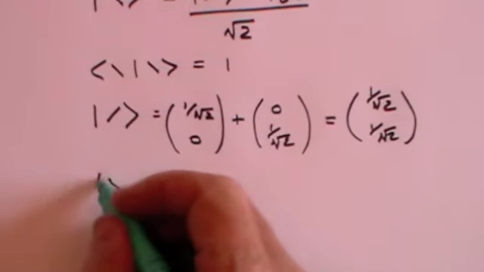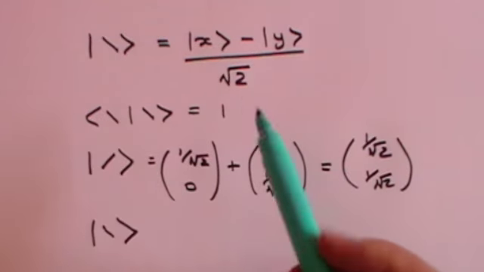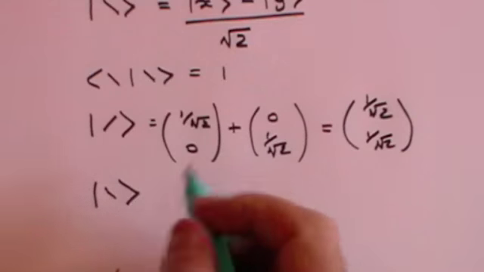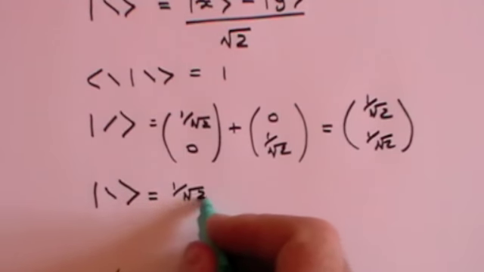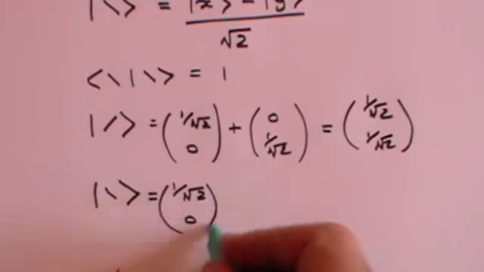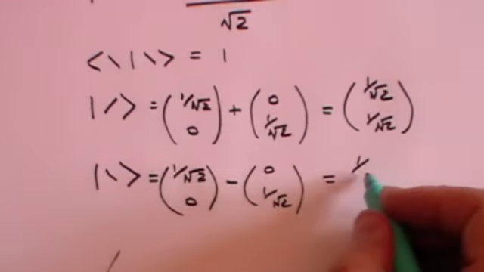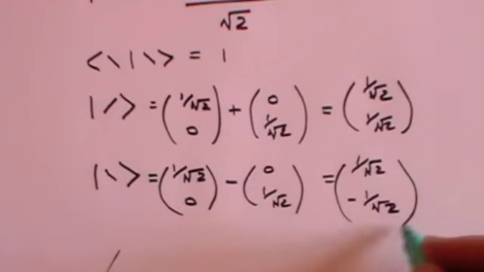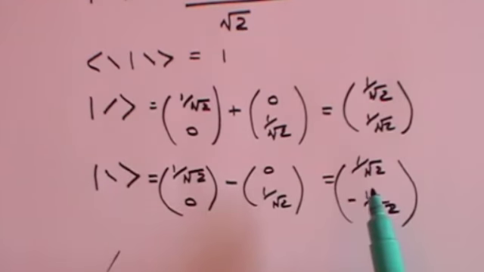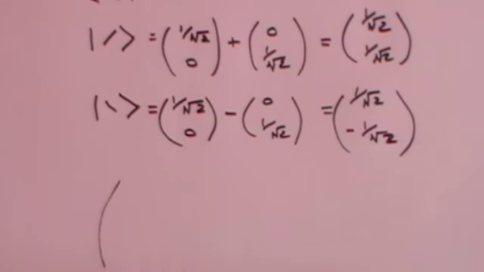If you want the backslash, well, we've already shown what that is. It's x minus y over root 2. X is going to be 1 over root 2 and naught, minus now naught and 1 over root 2. So that's 1 over root 2 minus naught, which is 1 over root 2, and naught minus 1 over root 2, which is minus 1 over root 2. So the column vector representation of the backslash at 45 degrees is 1 over root 2 and minus 1 over root 2. So now we better do the acid test and see if quantum mechanics is going to succeed.